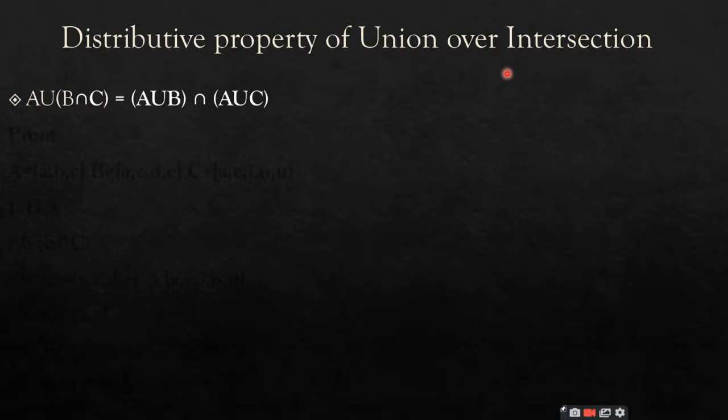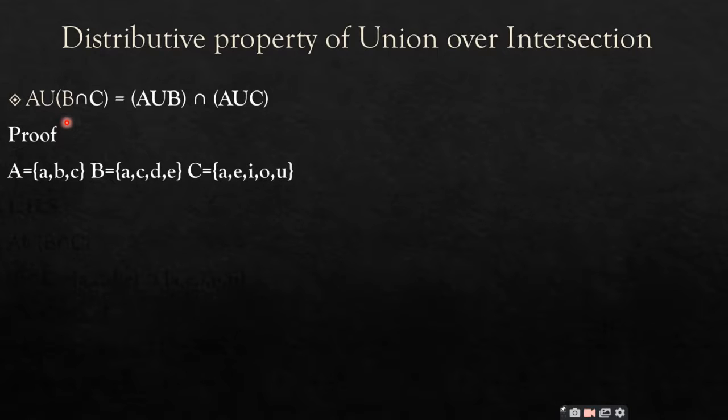First we prove the distributive property of union over intersection, which states that A union (B intersection C) is equal to (A union B) intersection (A union C). So first we are going to find the left hand side, and for this property again we have three sets: set A, set B and set C. The left hand side is A union (B intersection C), and here B and C are in a group, which means that first we find B intersection C.